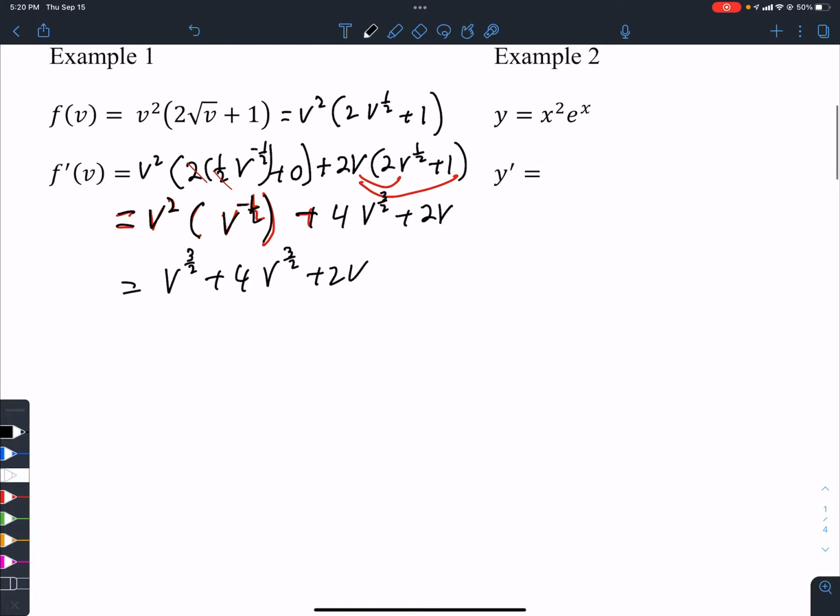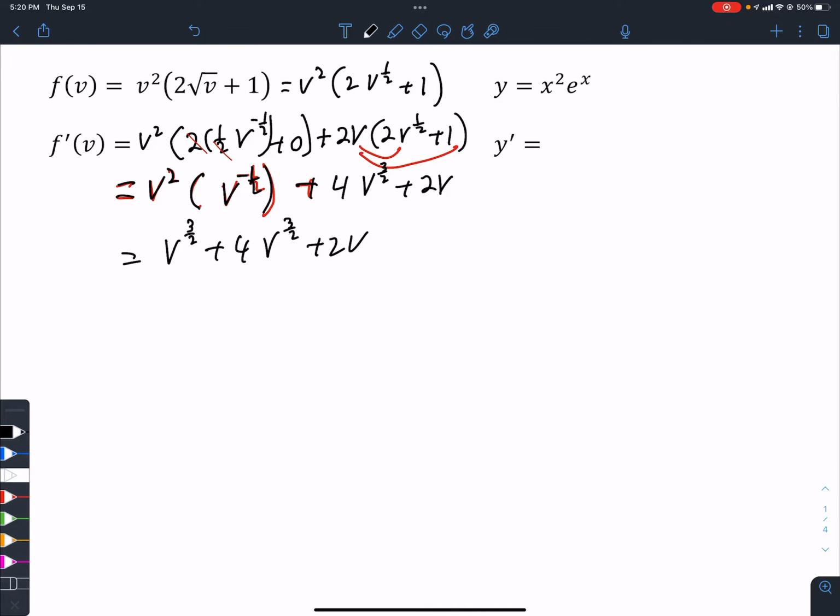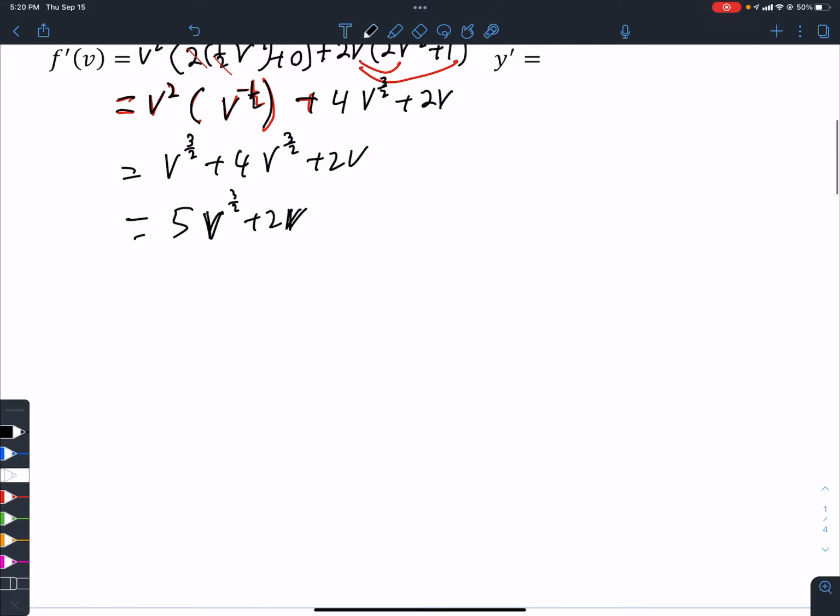Now, there's a couple things that are going to happen here, but first of all, I have 1 of those and 4 of those. How many do I have? I have 5 of those. And that's going to be the answer right there. So in other words, you could factor that out. You're left with 4 plus 1, 5. That's an acceptable answer. If you want it more simplified, they both have a v. We could take the v out and be left with 5v to the 1/2 plus 2. But either answer is fine. We'll leave it like that.